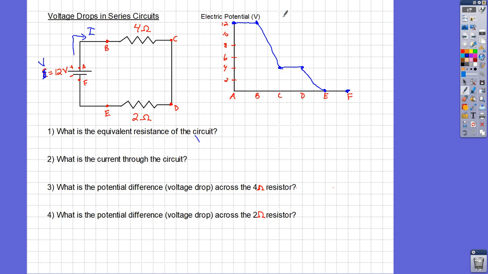So this is the idea of voltage drop. You often hear that terminology. There are two ways to think about voltage. You have the battery voltage, which is like pushing the current through the circuit, and then you have the voltage drop, which is about how much energy is lost as we go through a resistor. That is also a voltage drop.